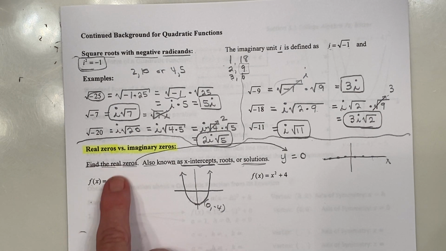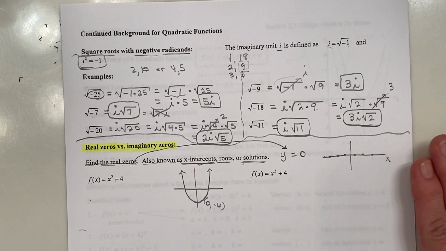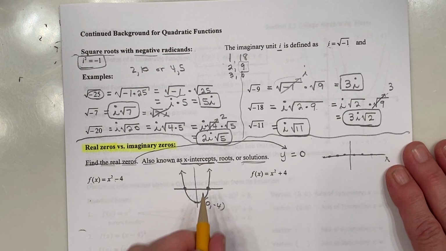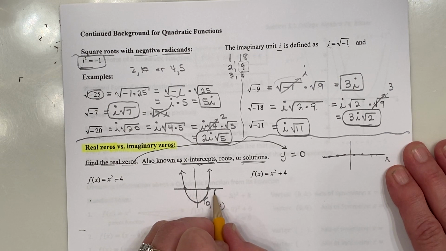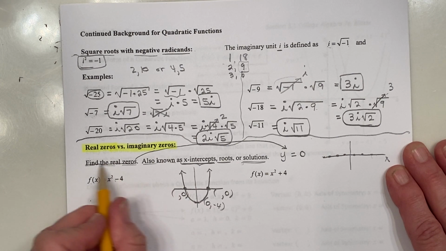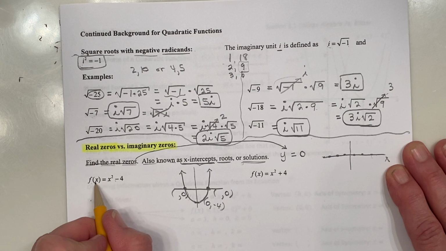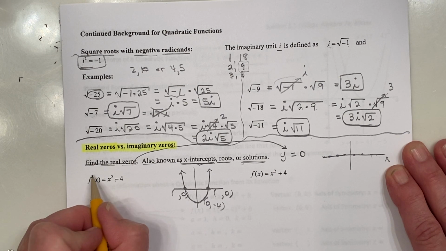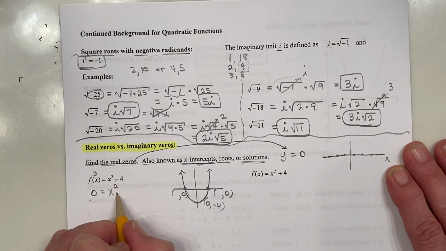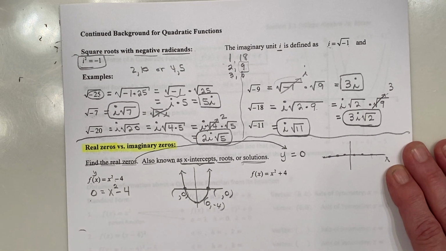So does this quadratic function have any real zeros or x-intercepts? It does. Right here and right here. And we're supposed to find the x-coordinates of these x-intercepts. Remember, the y's are 0. So our objective to find the real zeros is to let y be 0 here. f of x is equal to y. So I'm going to let f of x be 0, or y be 0, and set that equal to the function x squared minus 4.